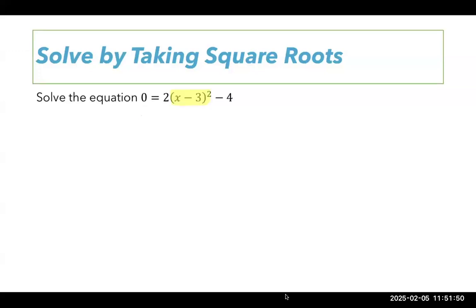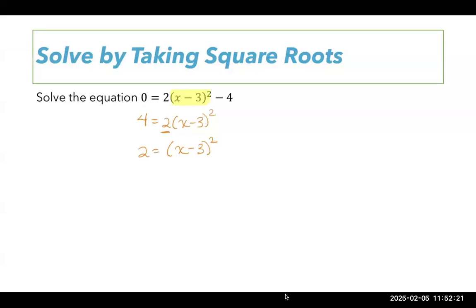So I'm going to add 4 to both sides first. And then I will divide by that 2 on both sides. And I'll end up with a 2 equal to the quantity x minus 3 squared. Now I'm at a point where I can take the square root of both sides because I only have a squared quantity on one side of the equation.